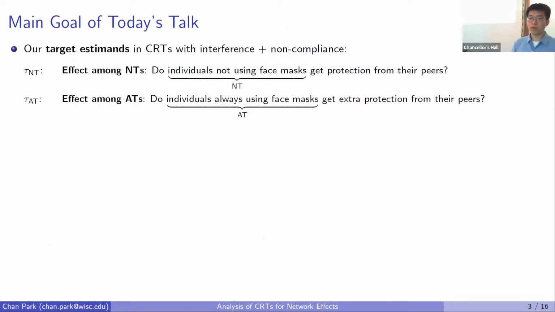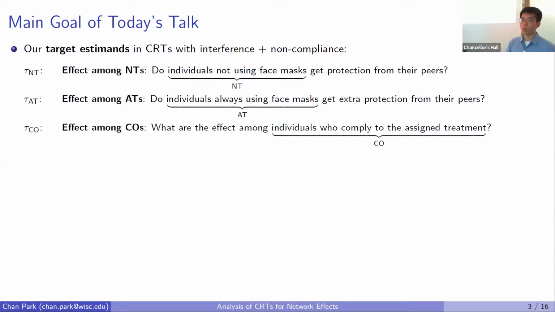Similarly, we want to find the effect among always takers. That is, we are curious whether individuals always using face masks can get extra protection from their peers. And the last effect is the effect among compliers. So what are the effects among individuals who comply with the assigned treatment?